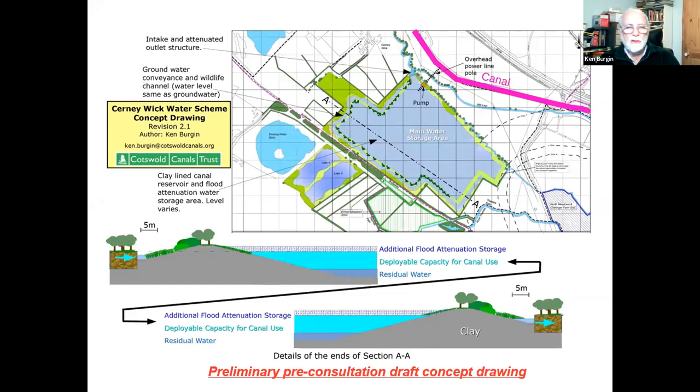Just to give you an idea how such a reservoir could be created, some of the writing's too small to read easily on this, but you would have the main reservoir in the middle, and around it effectively a wildlife canal, not a navigable one. What this would do is intercept groundwater on the upstream side, take it around the reservoir and decant it on the downstream side, and that would be designed specifically for wildlife enhancements and habitats.